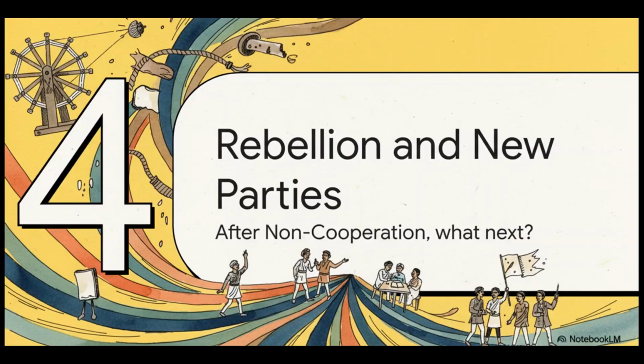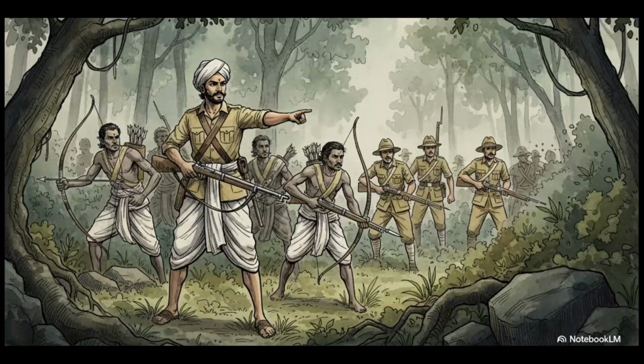But then, in 1922, after a violent incident at Chauri Chaura, Gandhi abruptly called the whole non-cooperation movement off. And that left this huge power vacuum. All this energy that had been unleashed had to go somewhere, and it went in some very, very different directions. One of those directions was straight into armed rebellion.